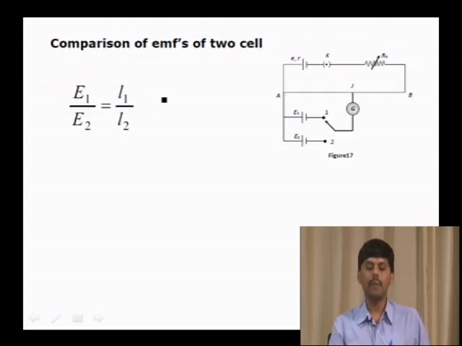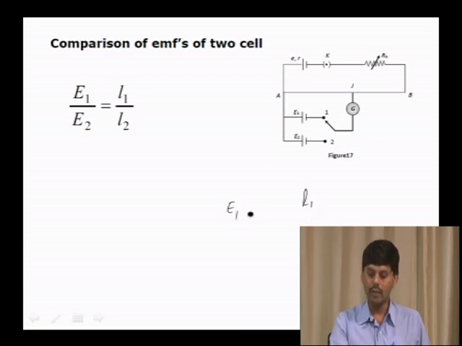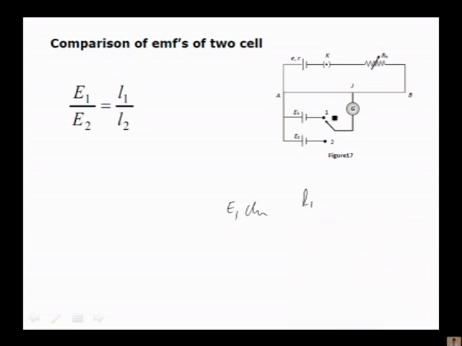Similarly, to compare the EMF of the two cells by using the potentiometer. Say for example, this is the arrangement of the potentiometer. First you are going to close the key 1, find out the balancing length, that is equal to L1. When E1 is closed, balancing length is L1. Remove the key first and place the key at the 2. Then measuring the balancing length, that is your L2.